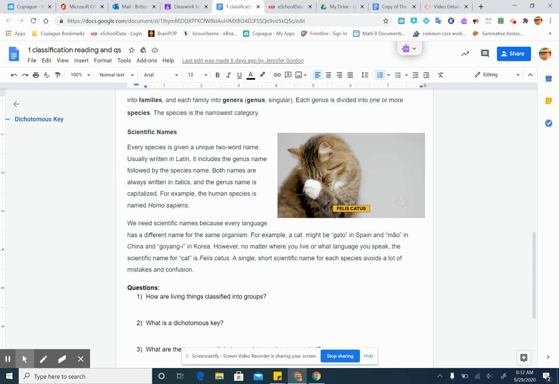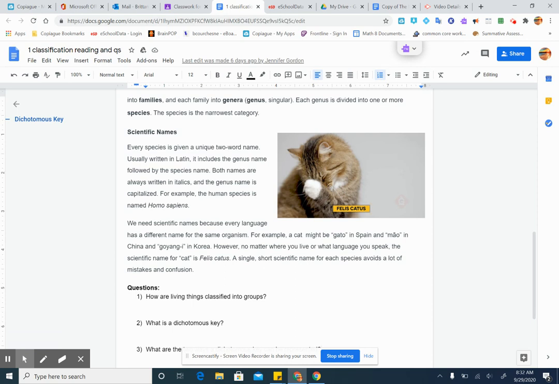Scientific names. Every species is given a unique 2-word name, usually written in Latin, and includes the genus name followed by the species name. Both names are always written in italics, and the genus name is capitalized. For example, the human species named Homo sapiens.